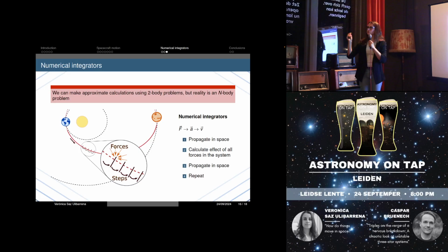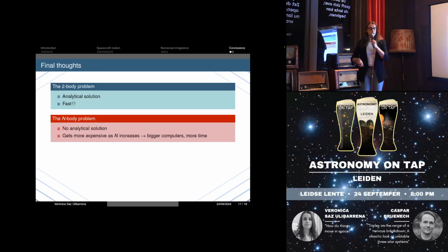First of all, the two-body problem has an analytical solution and it's fast to calculate, which is very important. And the N-body problem has no analytical solution. One thing I haven't mentioned is that if we want to calculate the movement of a cluster of stars, with 3 stars we don't care. But if we have 1 million stars, at each step we have to calculate the effect of each force from all the other million stars in the system. So this is really computationally expensive. The larger the N-body problem, the more expensive it's going to be.